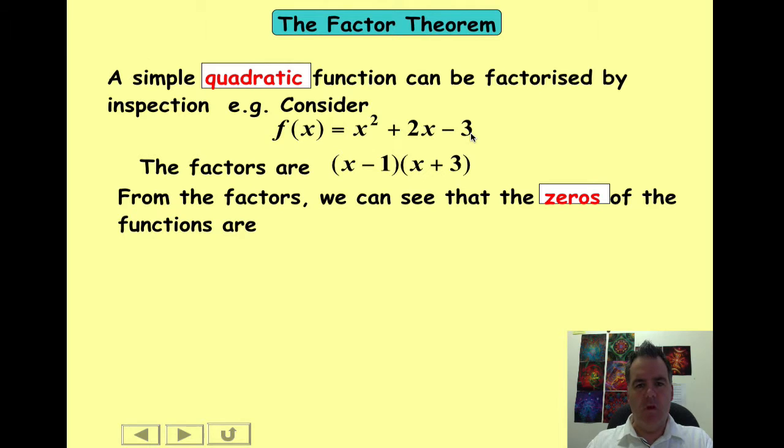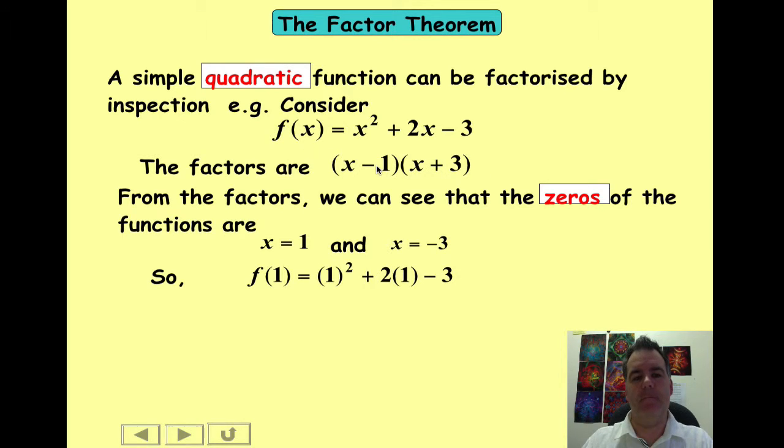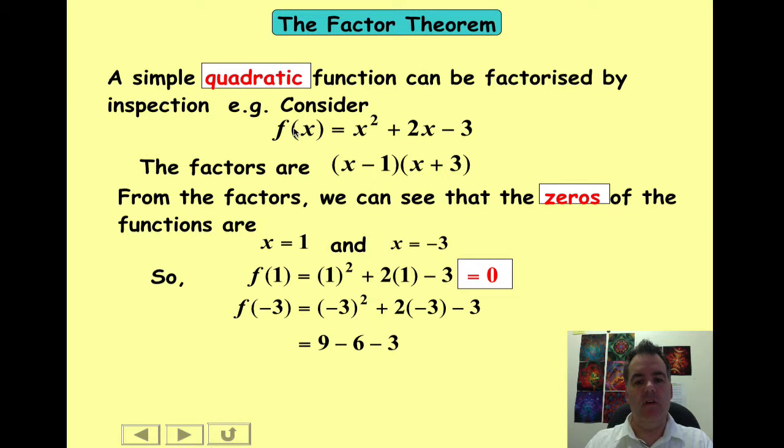So what we can see is that if the factors are x minus 1 and x plus 3, we know that the zeros of this function, in other words the values of x that make f of x 0, are just x equals 1 and x equals negative 3. Okay, the values of x that make each one of those brackets equal to 0. So that means that if I substitute 1 into this equation, I get 0. Or if I substitute negative 3 into this equation, I also get 0.